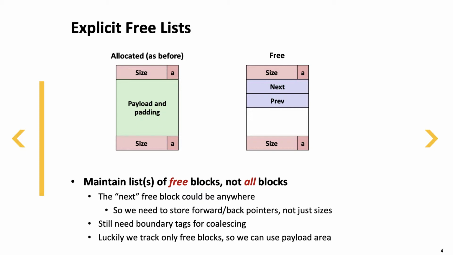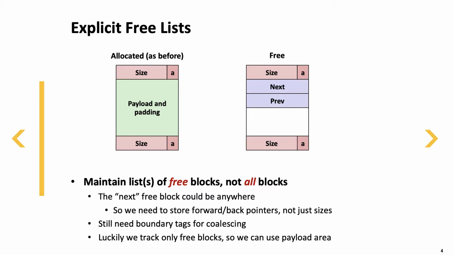Now, we can't get rid of those boundary tags because we still need those for coalescing, right? Once we free a block, we'll add those pointers in, and that's great. But we still need to have those boundary tags so we can check the previous block, whether it's allocated or not, and the next block, whether it's allocated or not, to make sure that we can coalesce properly. So that can be a little confusing. When we talk about coalescing, I'm talking about the block that's next in the address space, or the block that's previous in the address space.